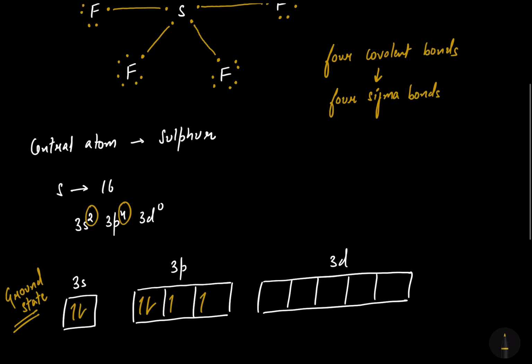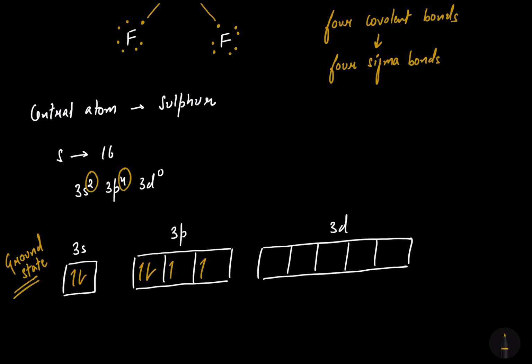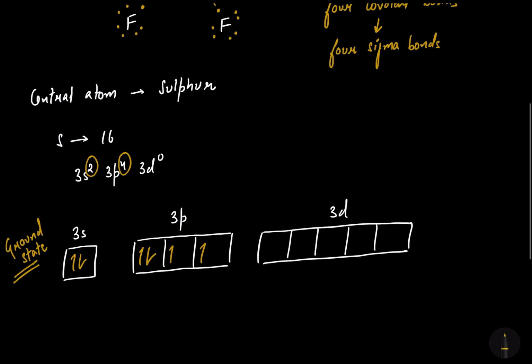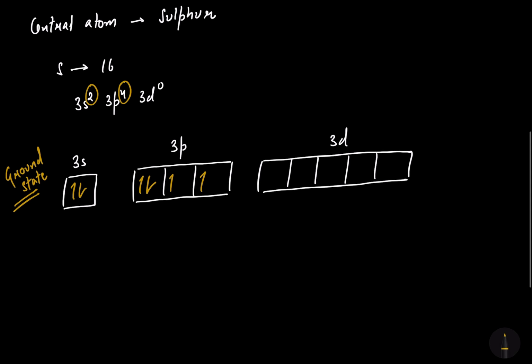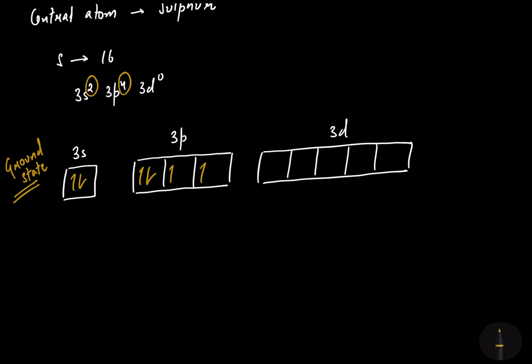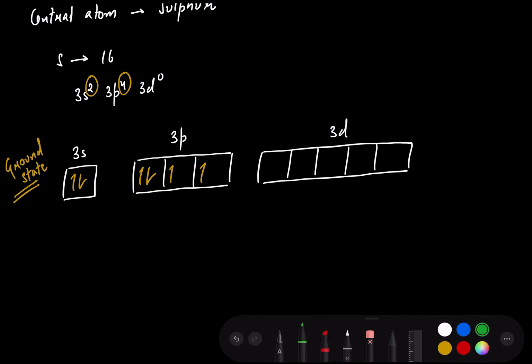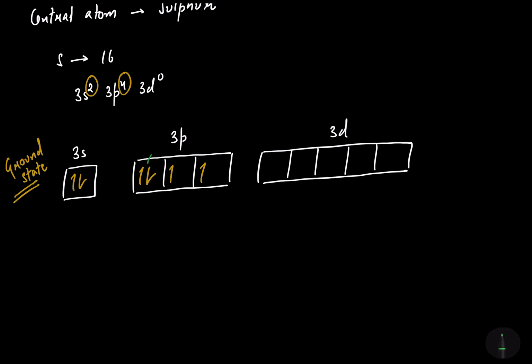So in case of sulfur, there must be the presence of 4 atomic orbitals containing 1 electron each, which will make sulfur eligible to overlap with the orbitals of 4 fluorine atoms containing 1 electron each for the formation of 4 sigma bonds. So to have the 4 atomic orbitals containing 1 electron each, we are going to excite the electron from 3p orbital to the 3d orbital.